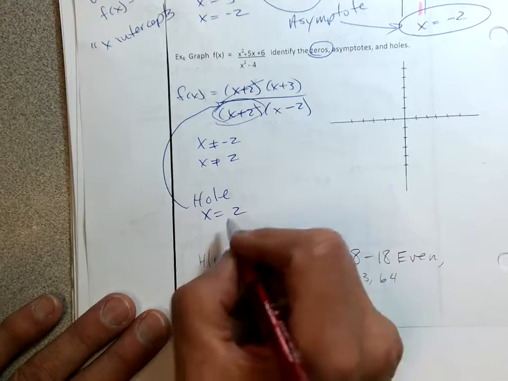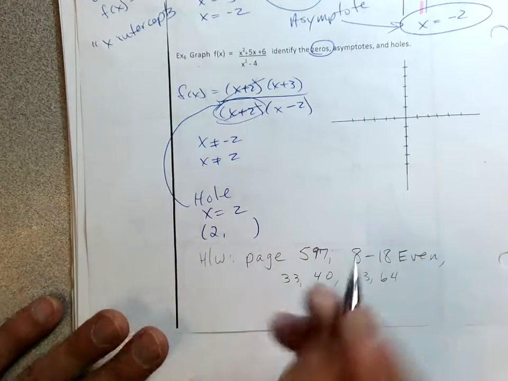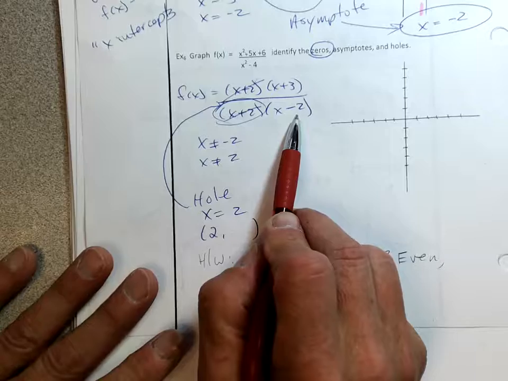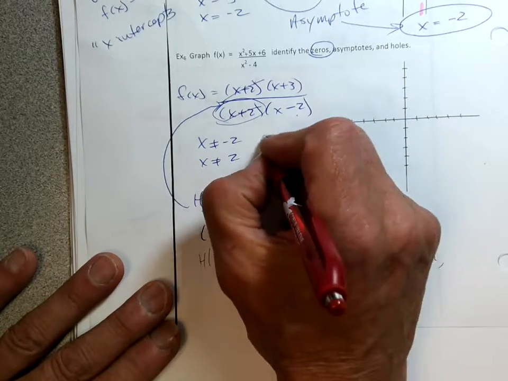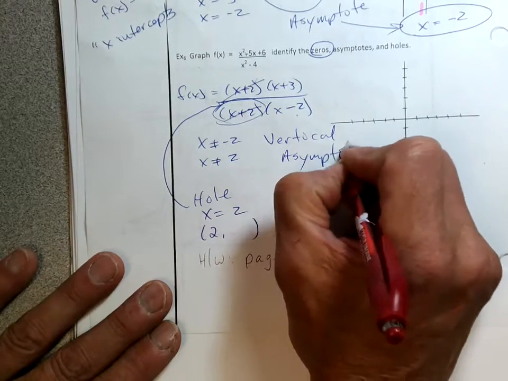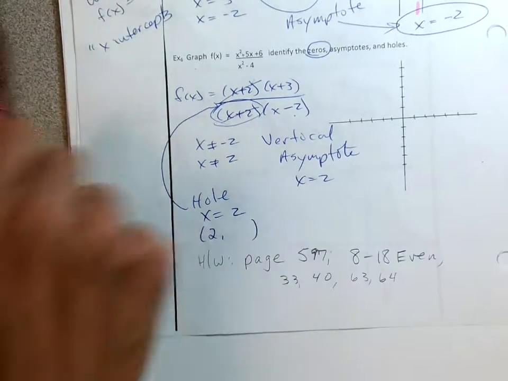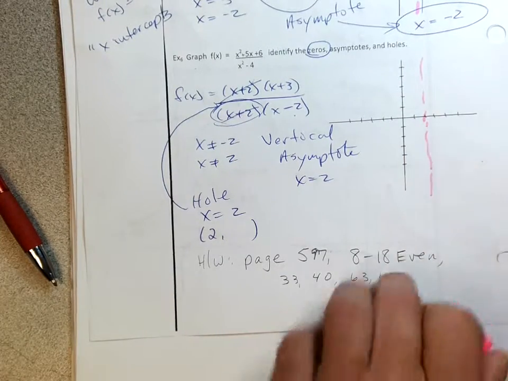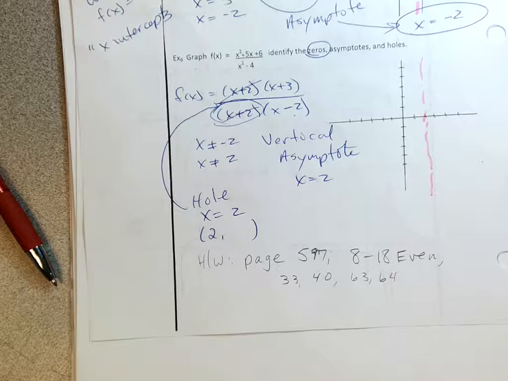Even though it's a hole, it has a place on the graph. We're going to find that. Now, you can't get rid of this one, can you? That's my asymptote. So my vertical asymptote is at x equals 2. So I'm just going to put that in right off the bat. I know it's there, no matter what. If you can't get rid of it, divide by 0, asymptote. If you can get rid of it, it's a hole, right?